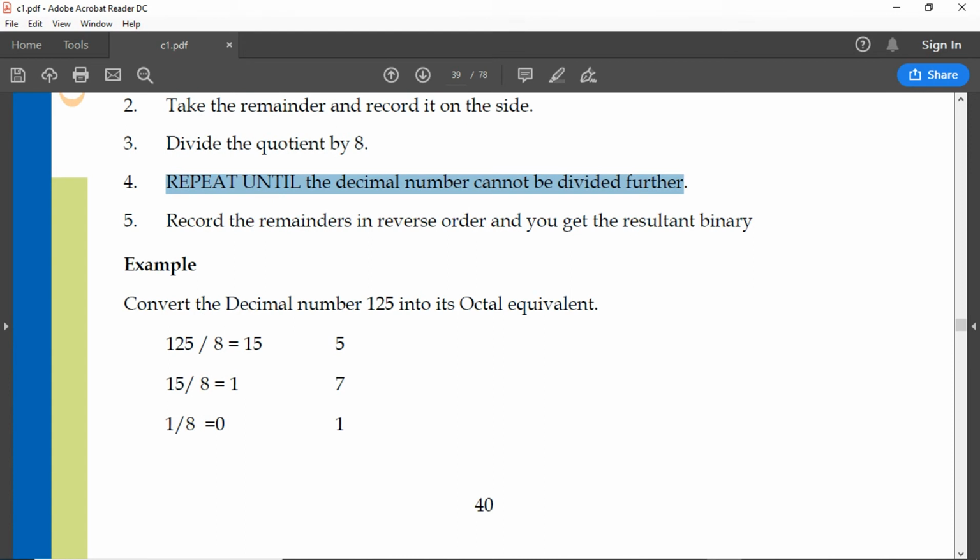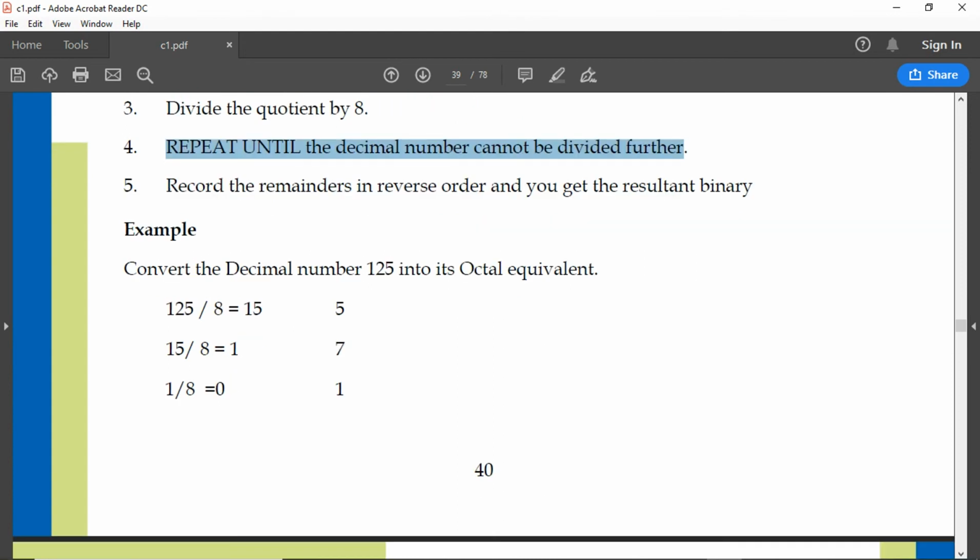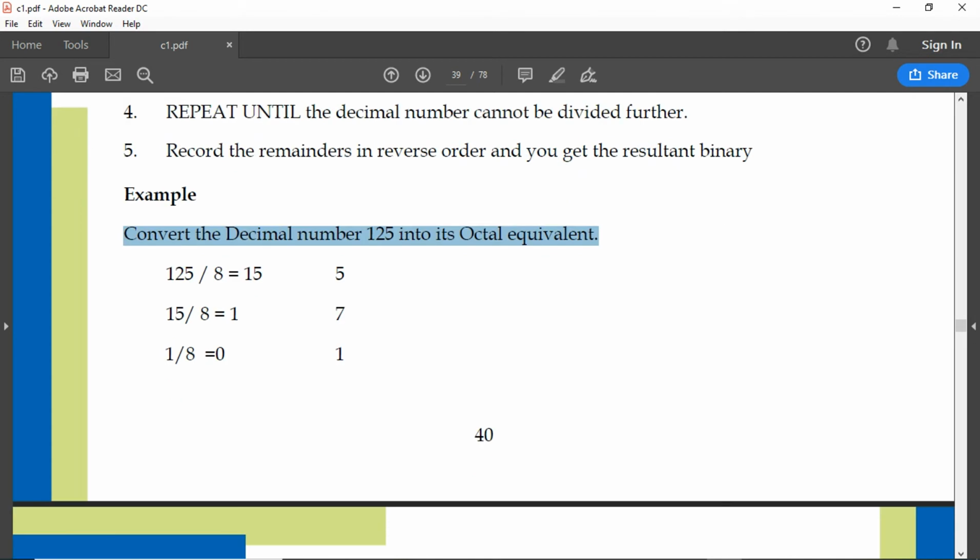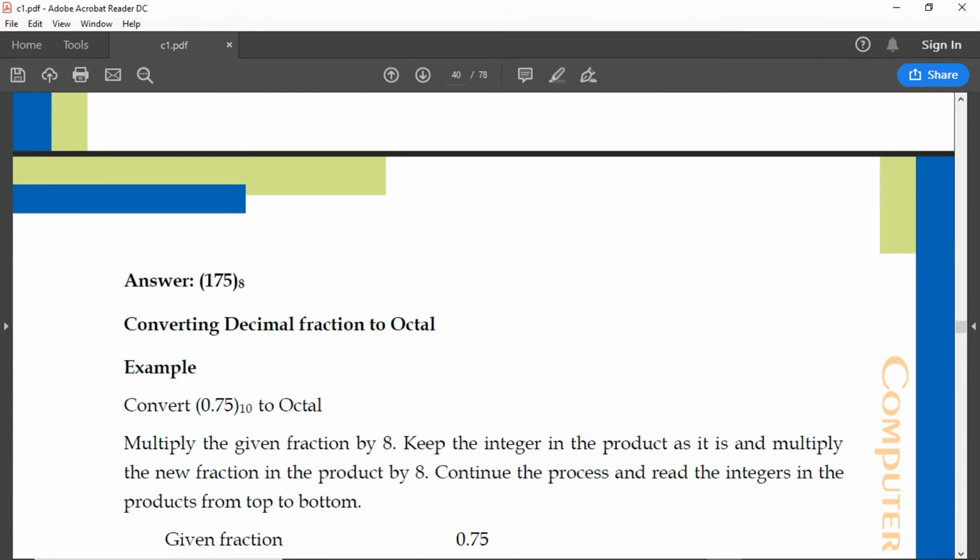Example. Convert the decimal number 125 into its octal equivalent. 125/8 equals 15 remainder 5. 15/8 equals 1 remainder 7. 1/8 equals 0 remainder 1. Answer, 175 base 8.